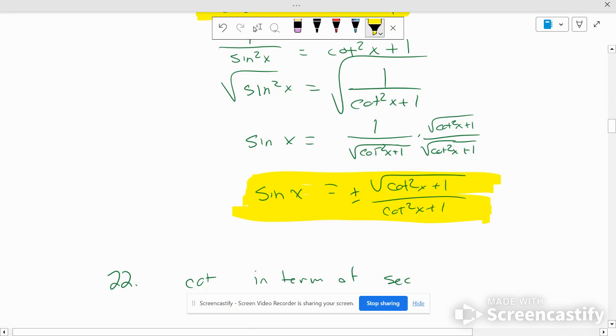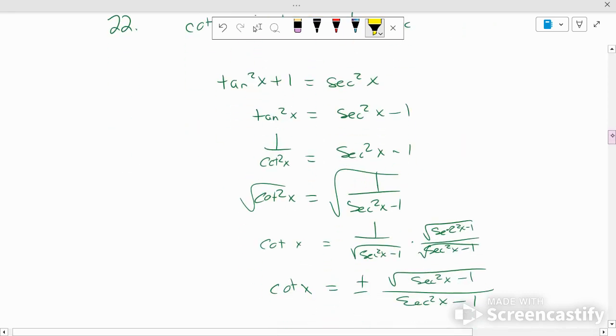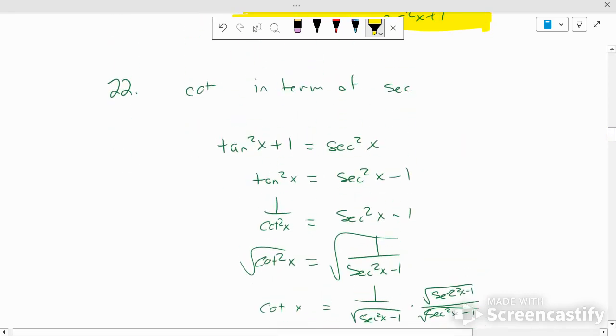All right, cotangent in terms of cosecant. Cotangent in terms of secant, I mean. So the one that involves secant and something like cotangent is tangent squared of x plus 1 equals secant squared. So then what you have to do is subtract 1 from each side of this. So if I subtract 1, tangent squared equals secant squared of x minus 1.